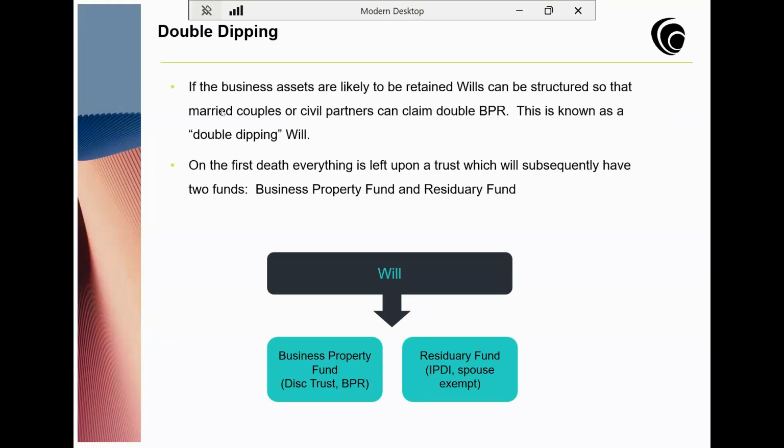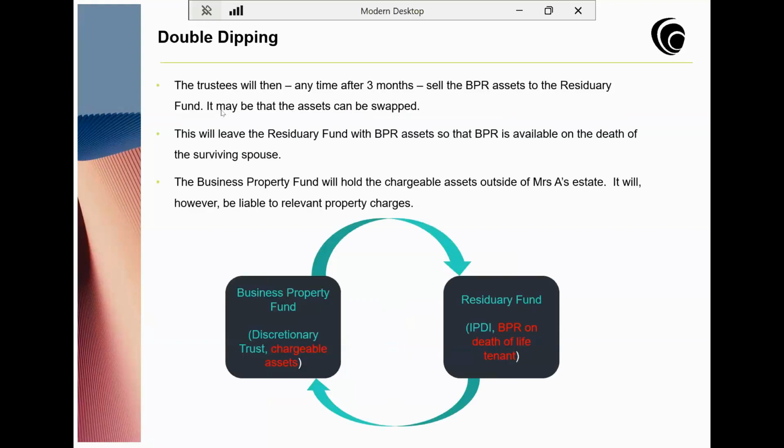Now, as illustrated in the simple diagram here, the business assets will pass on to the business property fund, which is a discretionary trust, and the rest of the estate passes on to the residuary fund, which is a life interest trust for the surviving spouse. Now, this incurs no inheritance tax on the first death because business property relief will apply to the transfer onto the business property fund, and the spouse exemption will apply on the transfer into the residuary fund of all the other chargeable assets.